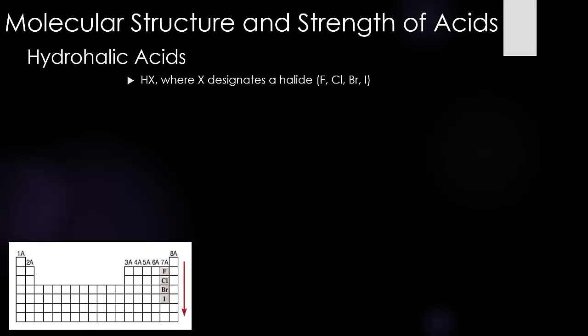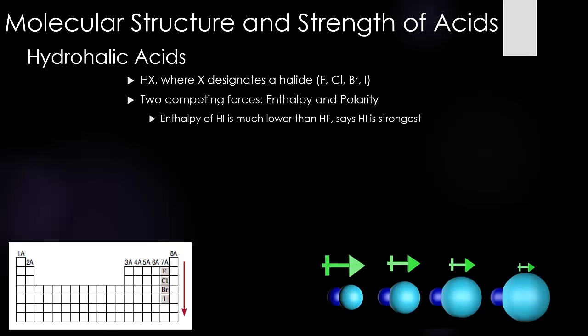When we are trying to figure out the trend, there are two things that we must consider. First is the bond enthalpy. If we look at where we are in the periodic table, we can see that I is furthest down, making that the largest bond, which means that it'll take less energy to break the bond based on size. Since the HI bond is the easiest to break due to enthalpic forces, we'd expect HI to be the strongest acid.